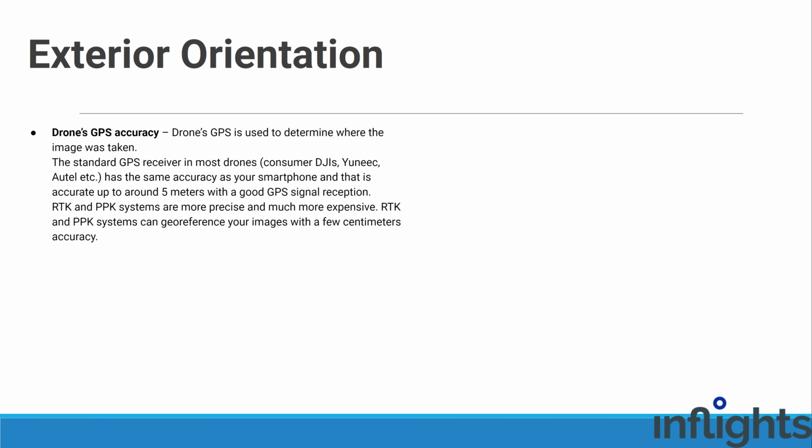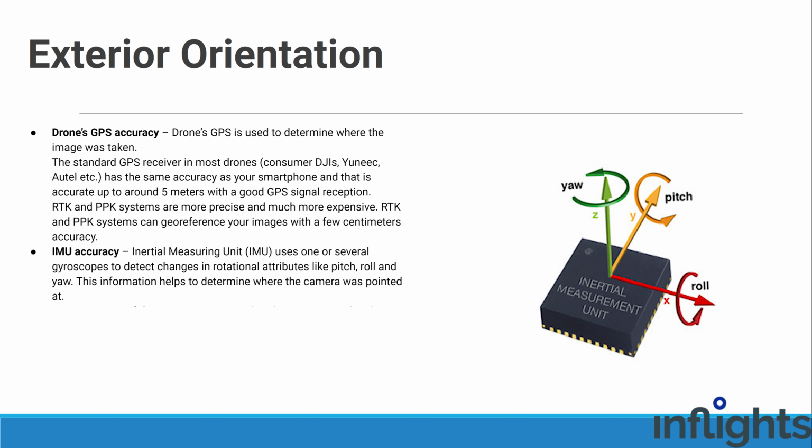However, you can still use consumer drones like DJI Phantom 4 Pro and achieve good absolute accuracy of your project, but you will have to use much more ground control points. Inertial measuring unit accuracy. The IMU uses one or several gyroscopes to detect changes in rotational attributes like pitch, roll, and yaw. This information helps determine where the camera was pointed at.